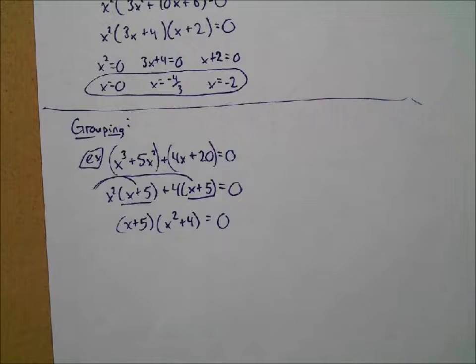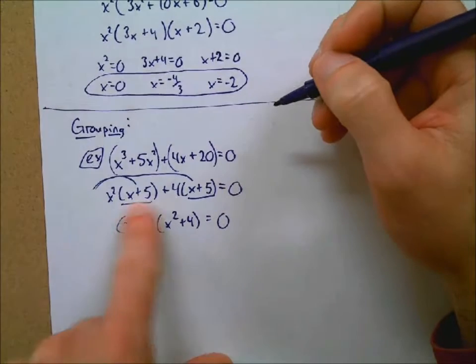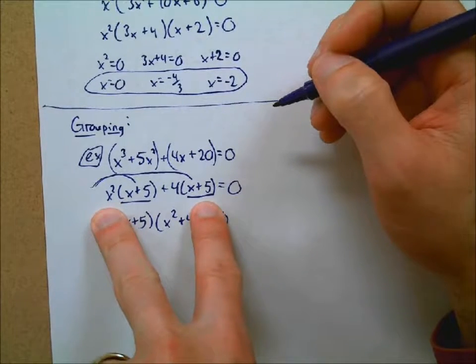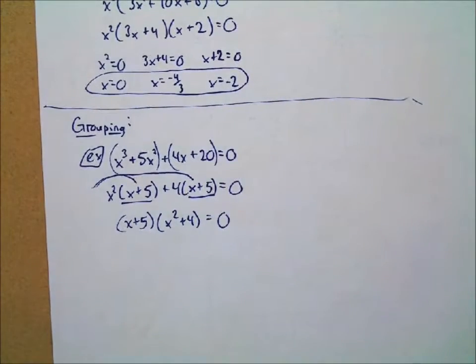Does that make sense? Yes? Okay. The idea is, if you think about it, if I work backwards here, I could take that x plus 5, distribute it to the x squared. I could take that x plus 5, distribute it to the 4, and I'd be right back to there. So that does redistribute to what we had there. We're kind of undistributing, if you want to think of it that way.